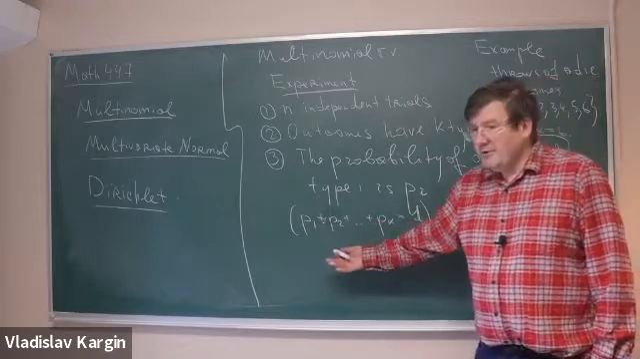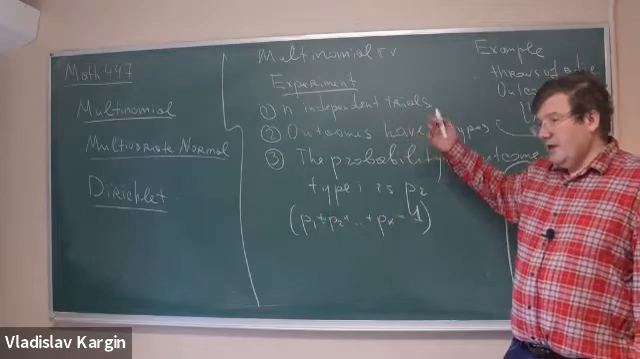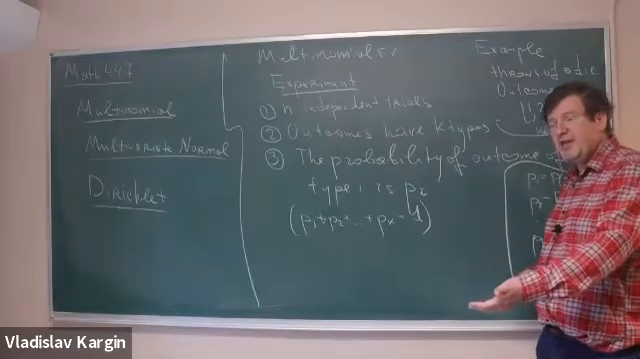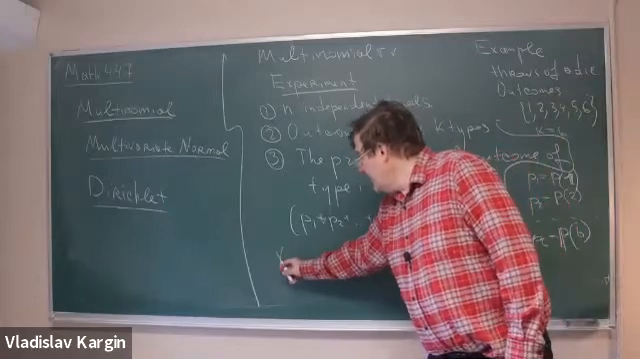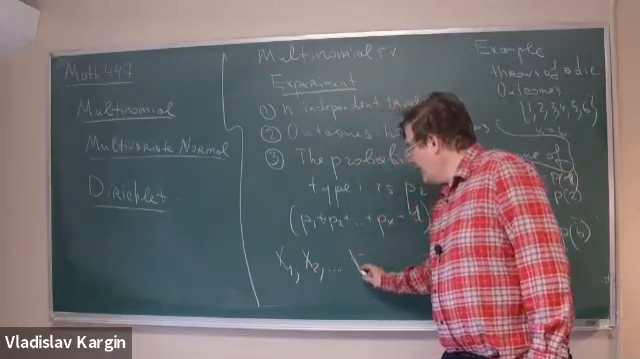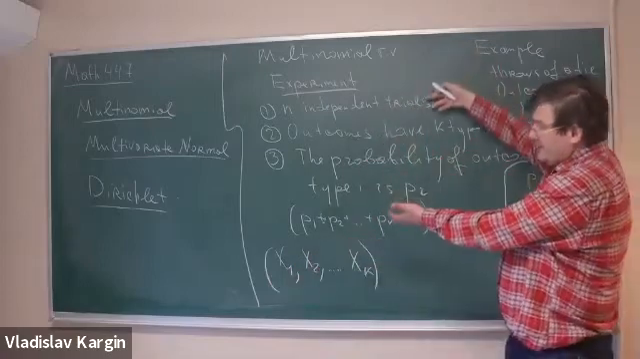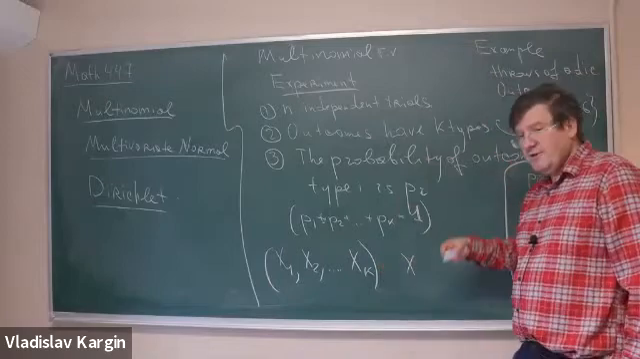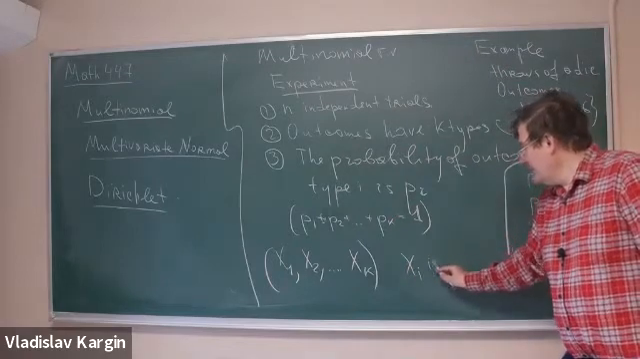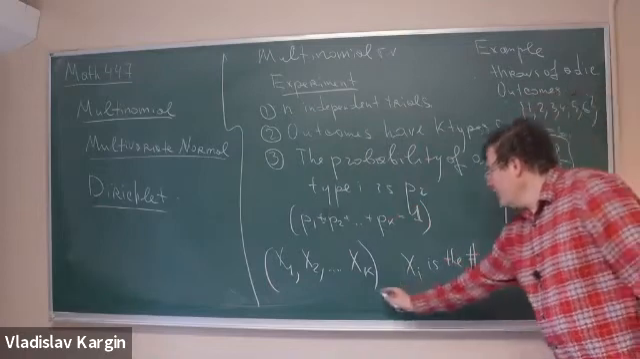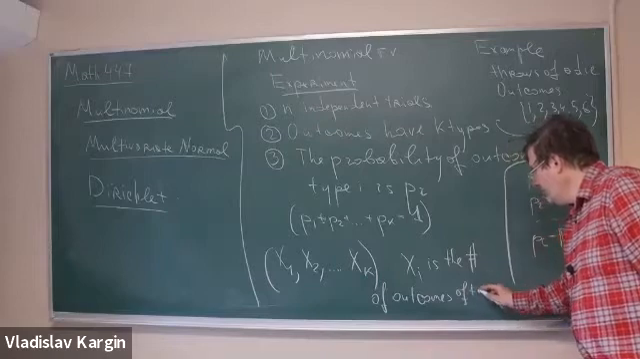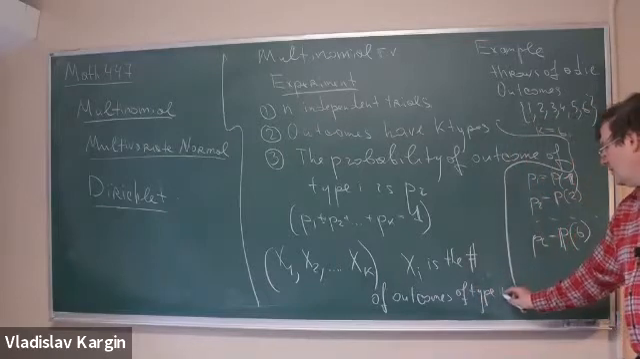And what's the relevant random variable? Since we are looking at a multivariate distribution, there will be k random variables: x1, x2, up to xk. We did this experiment and we get this bunch, and xi will be just the number of outcomes of type i.